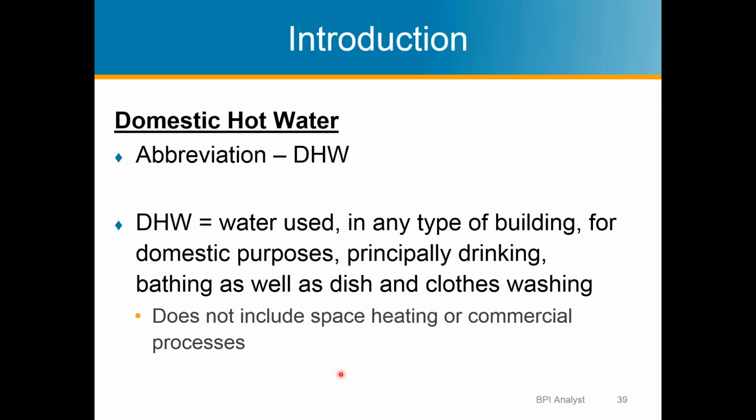Domestic hot water, DHW, is how it's often referred to. It's defined as water used in a building for domestic purposes, so that's drinking, bathing, washing dishes and washing clothes. If you're talking about DHW, it does not include space heating, like we talked about with hydronic space heating. It's just the nomenclature to distinguish it from water that you're going to come in contact with.